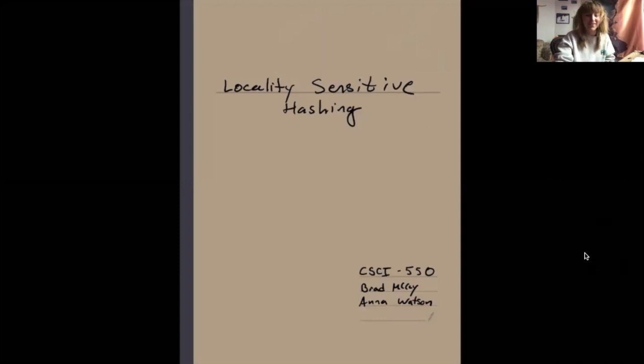We're going to be talking to you about locality sensitive hashing. Locality sensitive hashing was first proposed in 1998 by two gentlemen whose names I will hilariously butcher.